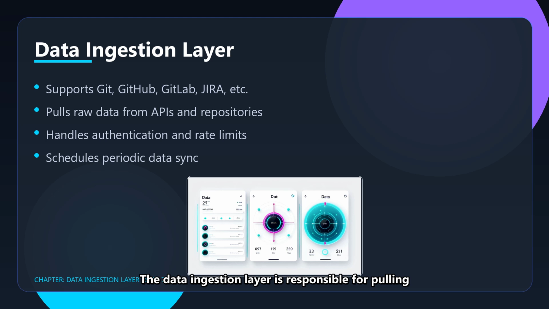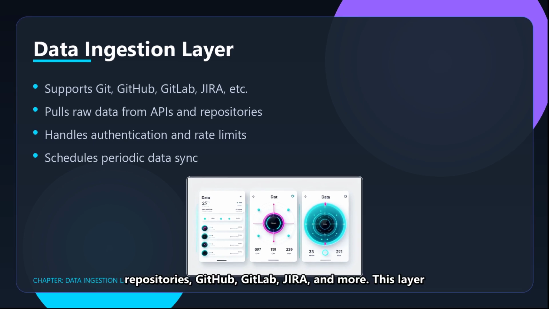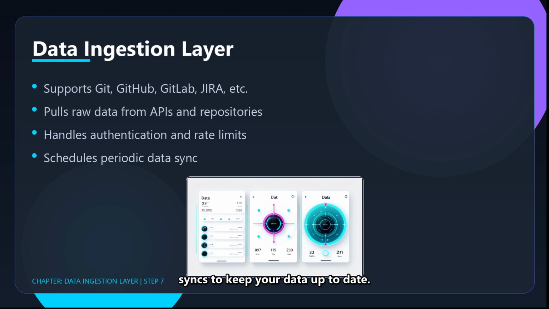The data ingestion layer is responsible for pulling raw data from various platforms. It supports Git repositories, GitHub, GitLab, JIRA, and more. This layer also handles authentication, rate limits, and schedules periodic syncs to keep your data up to date.